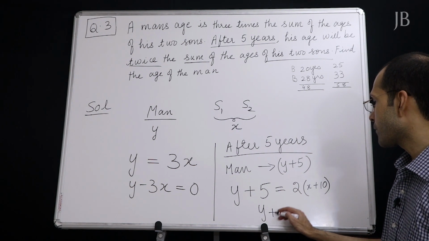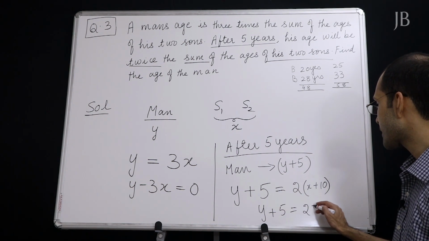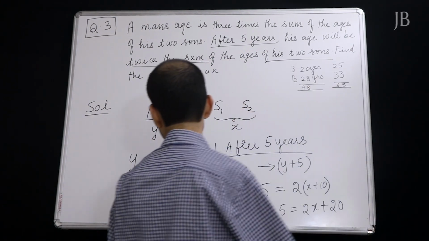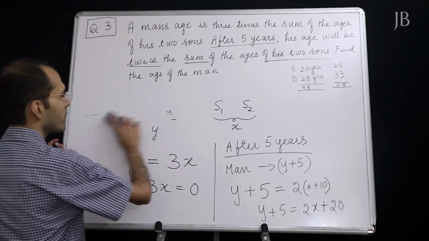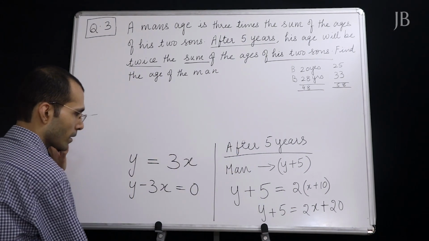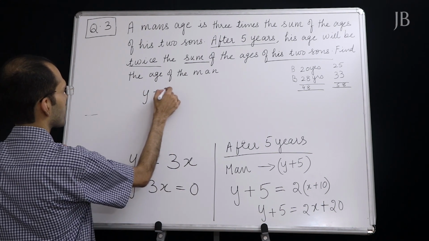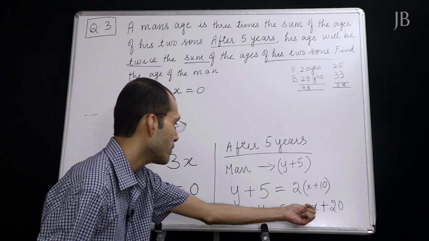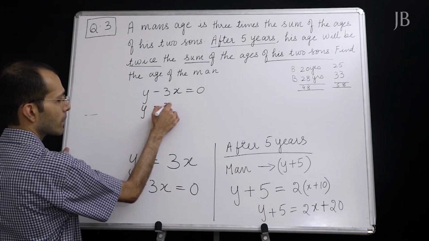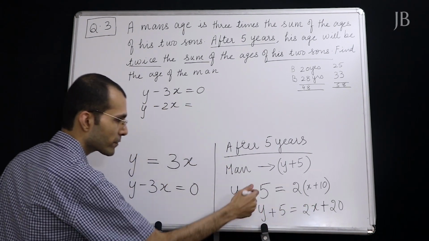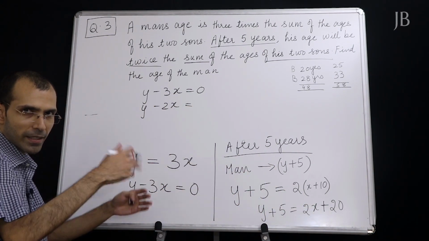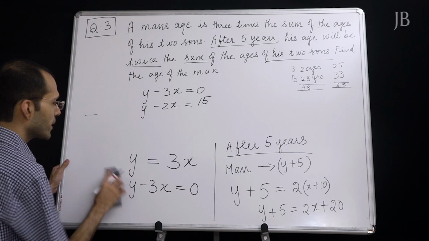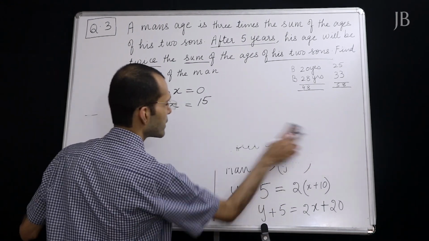So now y plus 5 will equal 2x plus 20, which is now a simple simultaneous equation. Let's solve it. Okay, so this is our y minus 3x is 0. This will put the equation in standard form. y minus 2x, transpose, take all the y and x terms on one side and numbers on the other side. 20 minus 5, that is 15. So we get two simultaneous easy equations.